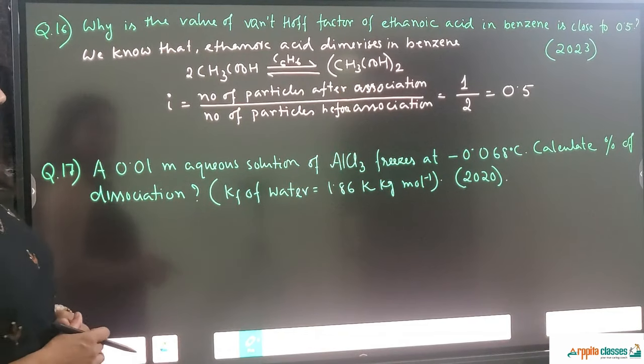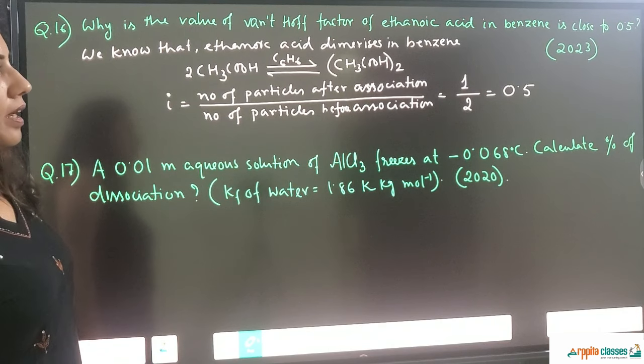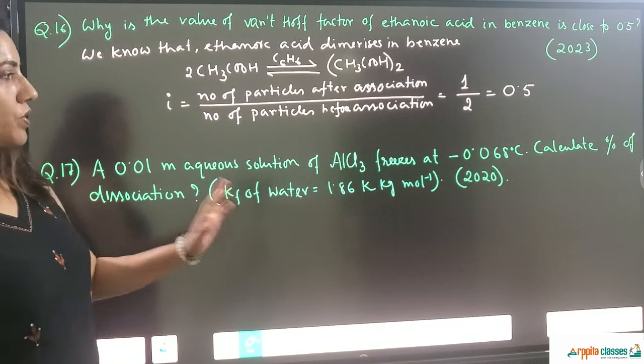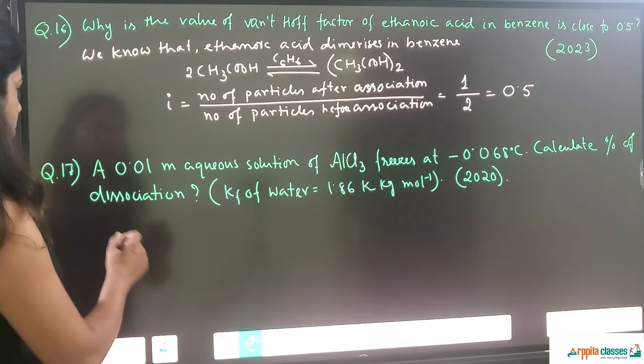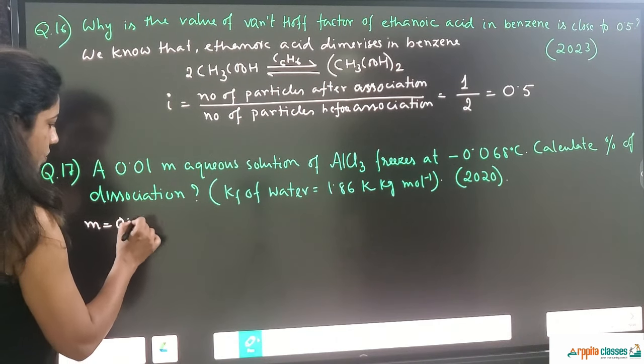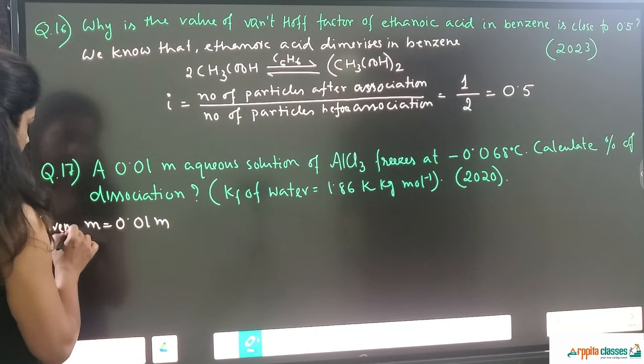We'll see the next question. A 0.01 molar aqueous solution of AlCl3 freezes at minus 0.068 degrees Celsius. Calculate percentage of dissociation, Kf of water is given. This question has come in 2020. So the molarity is given. So here small m is equal to 0.01 molar. These are the given quantities I am writing.